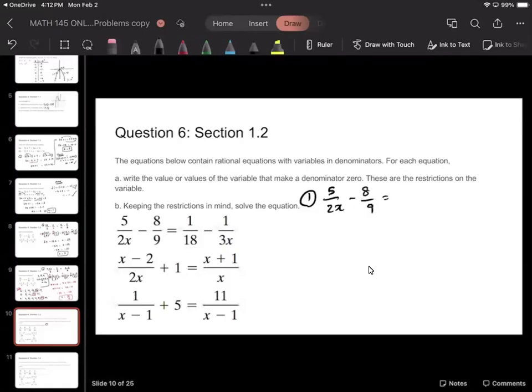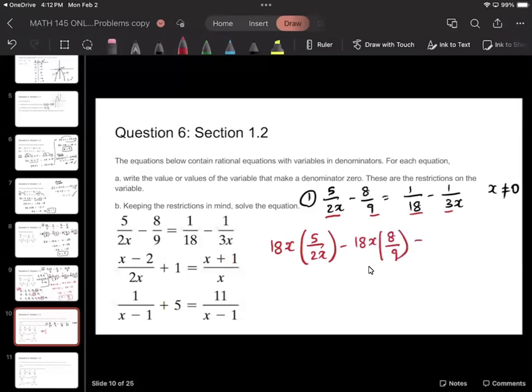it looks like the x value that will make all of these denominators 0 is actually 0. So as long as x is not equal to 0, we are good, because then 2x will not become 0, 3x will not become 0. Okay. Once we have established that, we need to find the LCD. So the LCD of 2, 9, 18, and 3 is actually 18, right? So that means 18x becomes my LCD. Okay, then multiply by that.